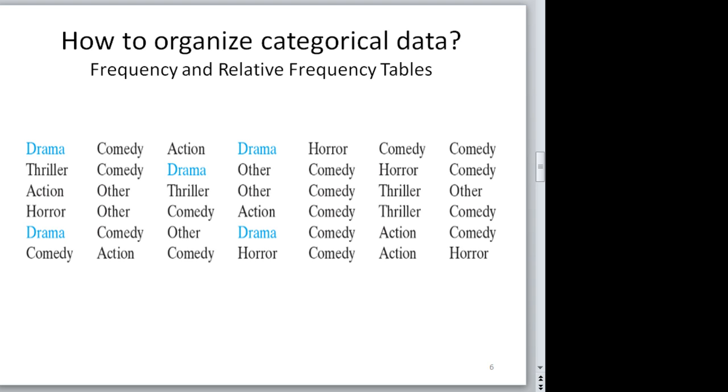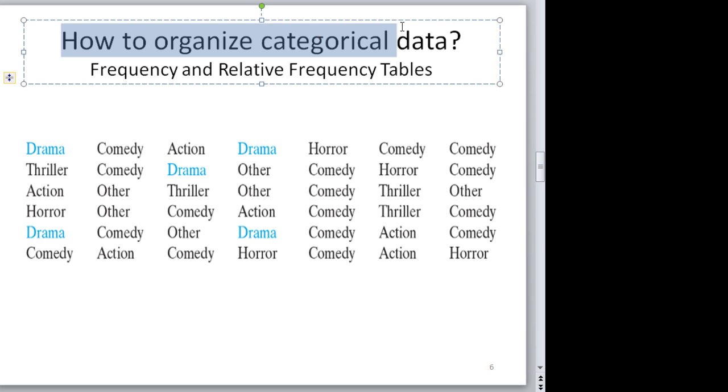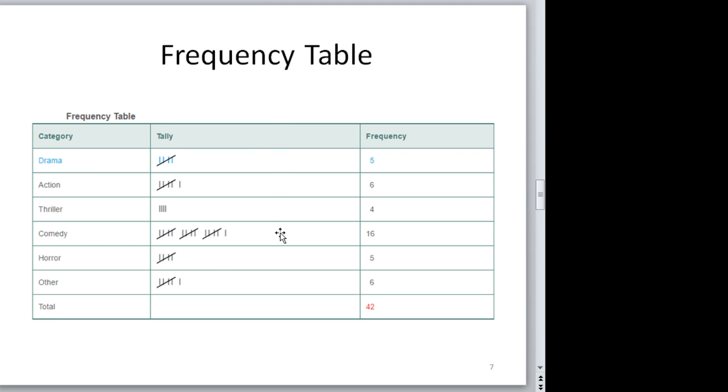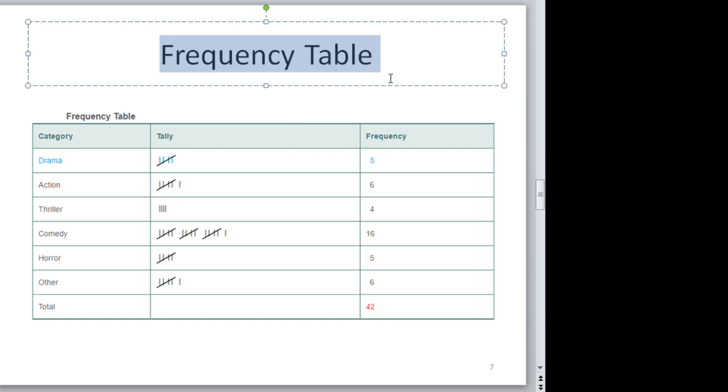So I guess our next question is, how do we organize this data? I mean, this is just a bunch of different movie types, and what's the best way of organizing, as the title suggests, this categorical type of data? Well, one way of organizing this type of data is to put it in a table, right? And that table is called the frequency table.